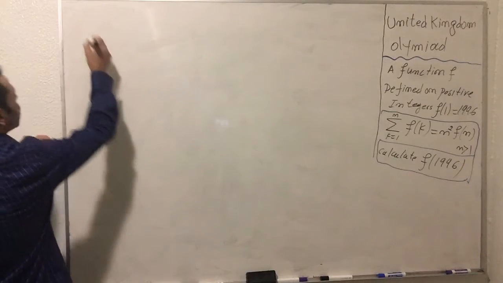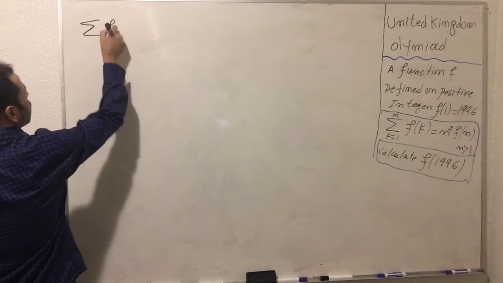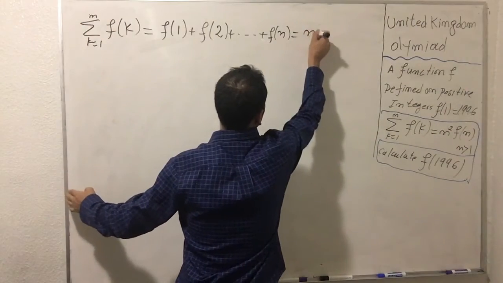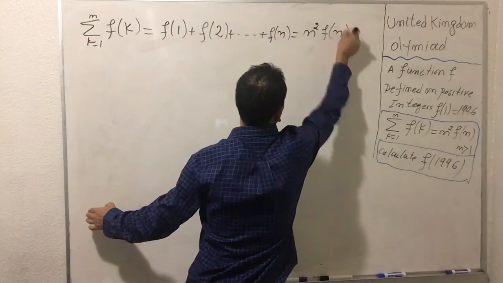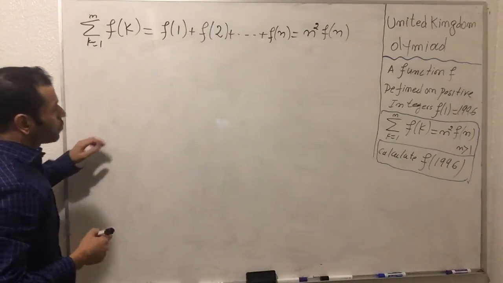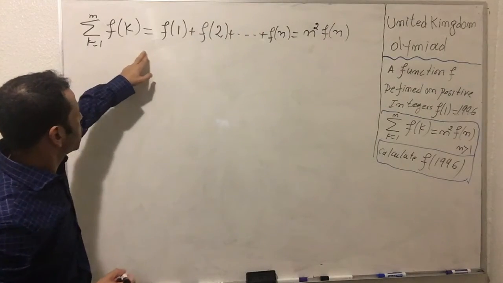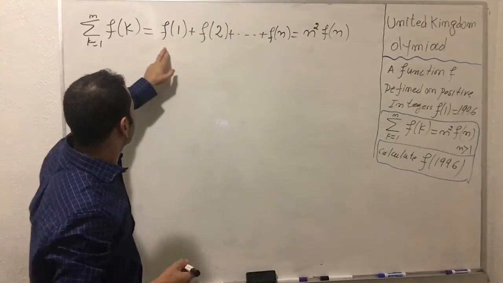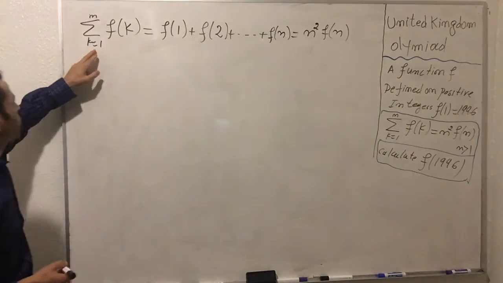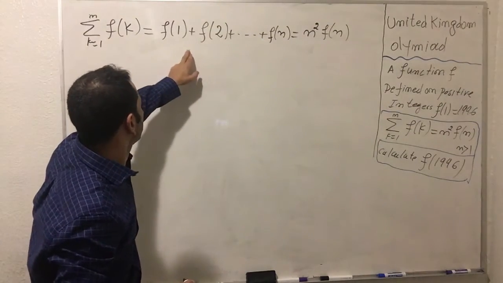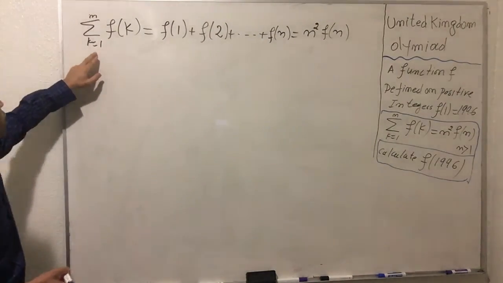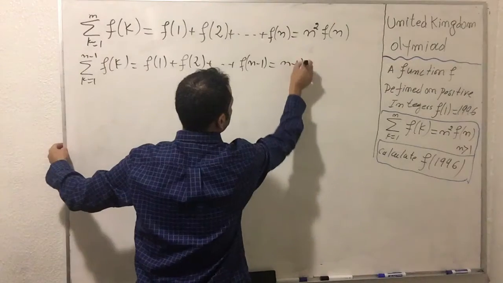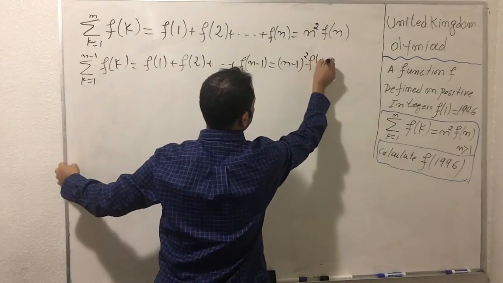So as you see, you have the sum of f of k as k goes from 1 to n equal to n squared f of n, right? Now I'm going to evaluate this sum as k goes from 1 to n minus 1 to see what it gives us, which is n minus 1 squared f of n minus 1.